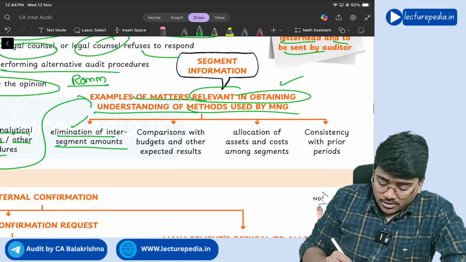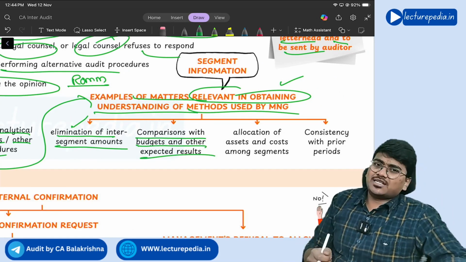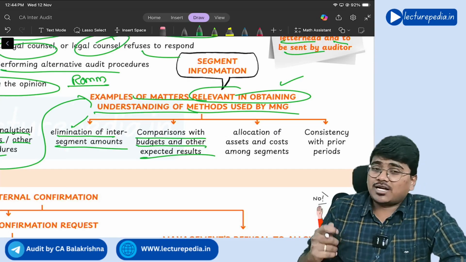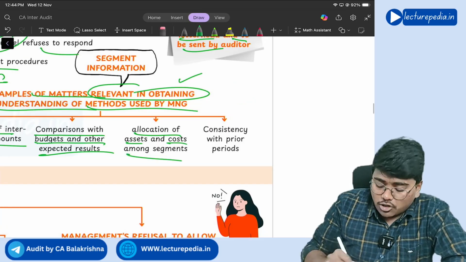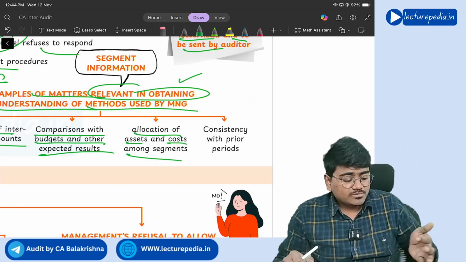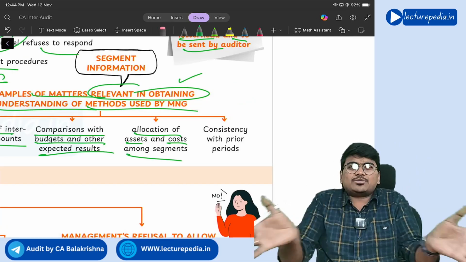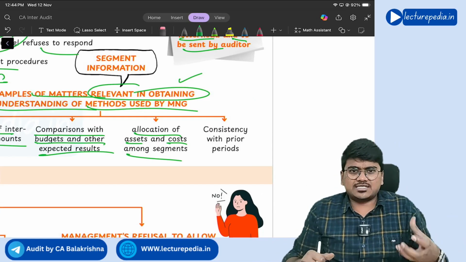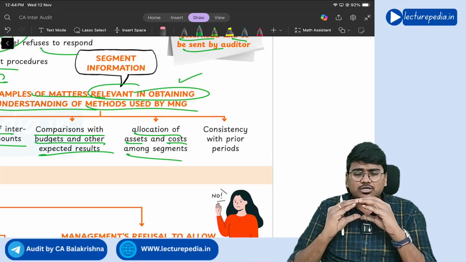Next, comparisons with budgets and other expected results. So management would have prepared budgets, so you will compare the actuals with budgets. Next, allocation of assets and costs among the segments. So for allocating the entire assets of the company, how the management is allocating among the segments, in which ratio they are allocating. Let's say for example, there is a factory. Now this factory belongs to the company.